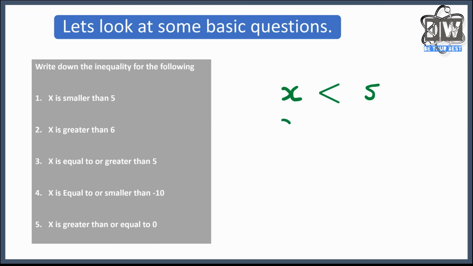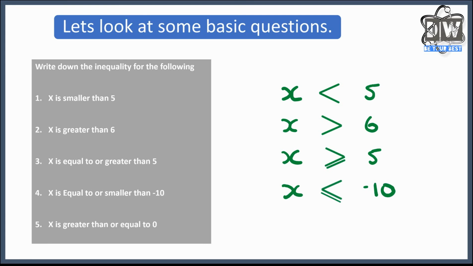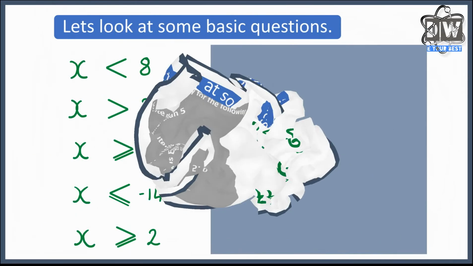The next one is X is greater than 6, so the symbol would go that way. X is equal to or greater than 5. X is equal to or smaller than minus 10. And X is greater than or equal to 0. And we can see how all of those work. So hopefully you got all of those correct. I'm sure you did.